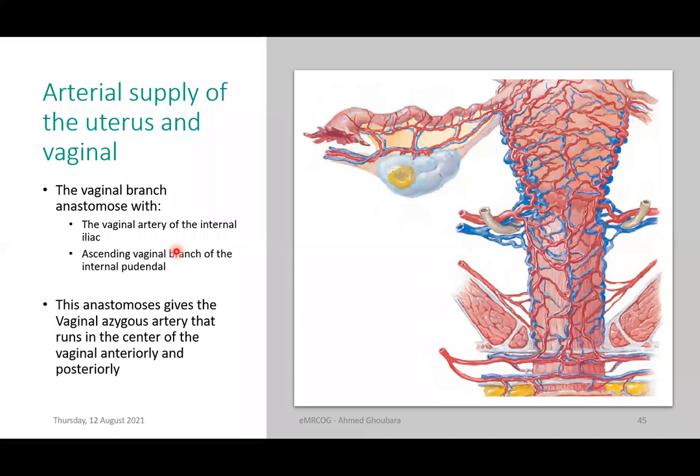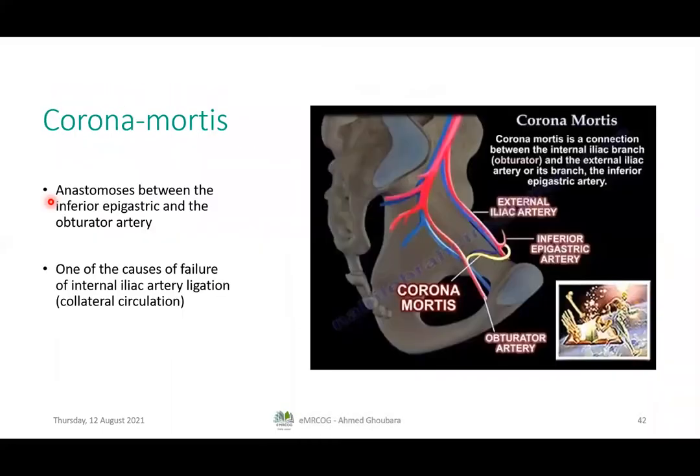So, you'd like me to repeat the azygos artery and the corona mortis. Okay, so again, corona mortis, go back. So this is the corona mortis: an anastomosis between the external iliac and the internal iliac through a branch that connects the obturator artery to the inferior epigastric. You know that the inferior epigastric artery is a branch of the external iliac, and the obturator is a branch of the anterior division of the internal iliac artery. There is a small artery here, a connection, a shunt, between the obturator artery and the inferior epigastric artery. So we made a connection between the external iliac artery and the internal iliac artery.